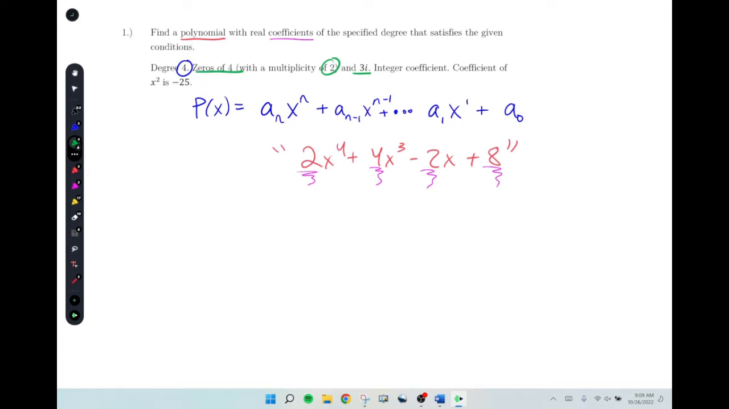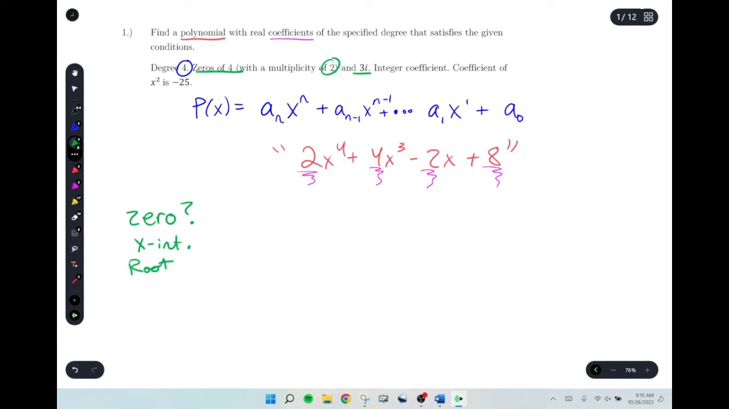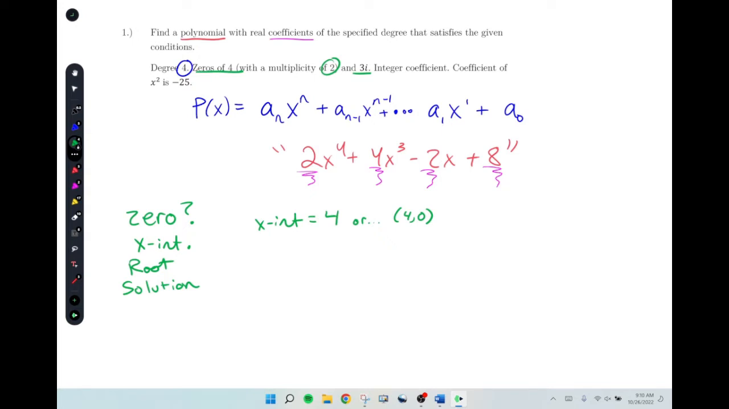Okay. So the question is, what's a 0? Or a root, or sometimes they call it a solution. Okay. So we've got an x-intercept of 4, or (4, 0), if you like it in more specific terms. Okay.